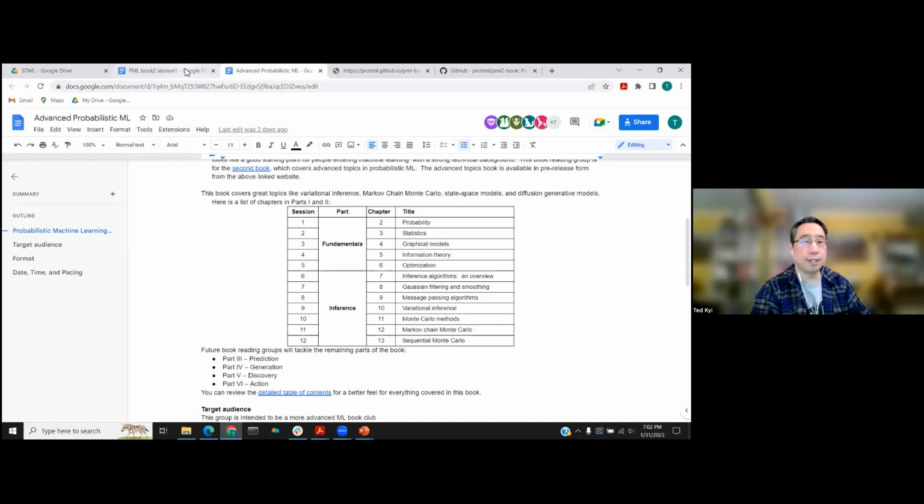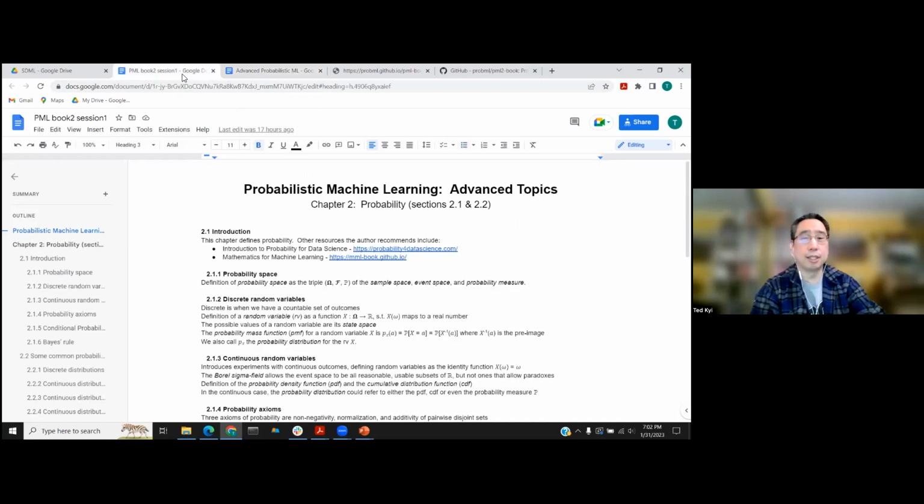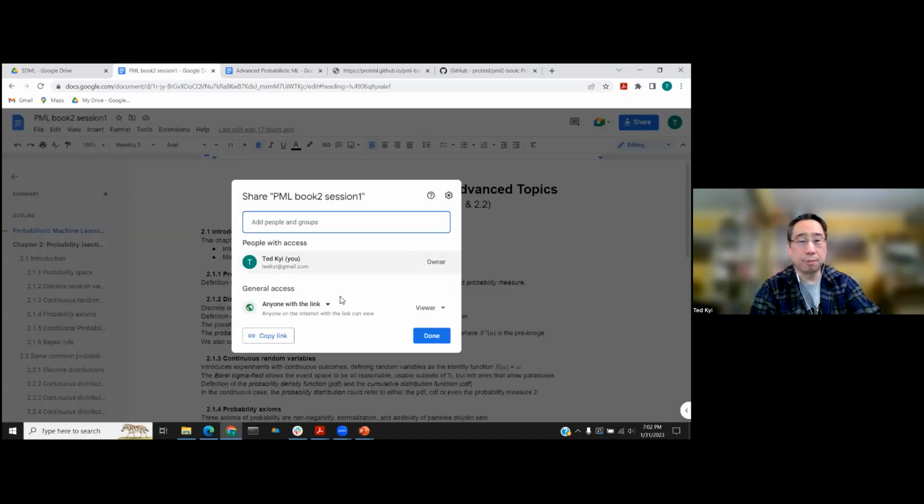All right, so here are sections 1 and 2 that I did an outline for.